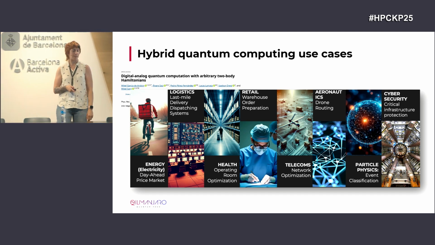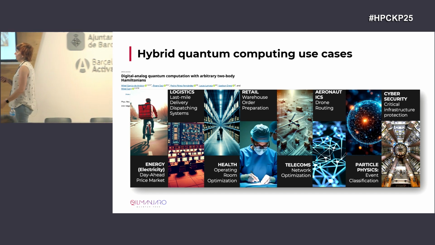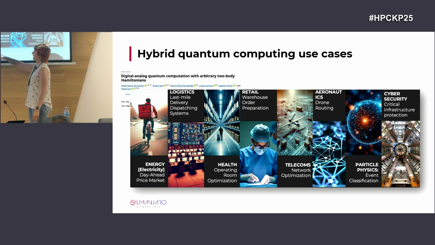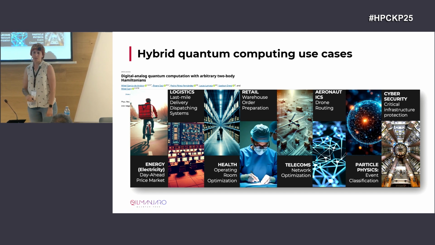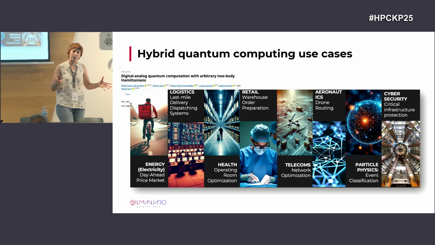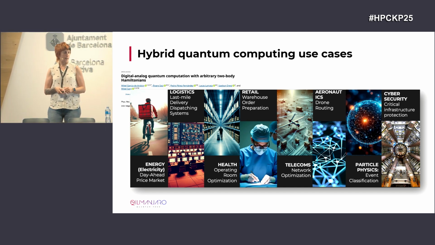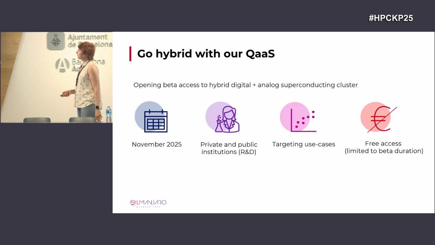And another one that I didn't know was a problem, but now that they told me, I said, you're right, is operating room optimization. When someone is getting operated on, there are a lot of things happening at the same time that have to be properly orchestrated. And it's a good use case for the future of hybrid quantum computing.